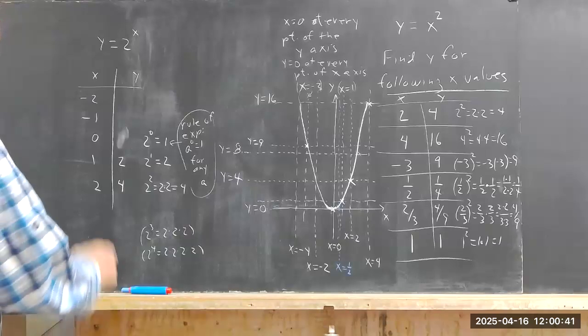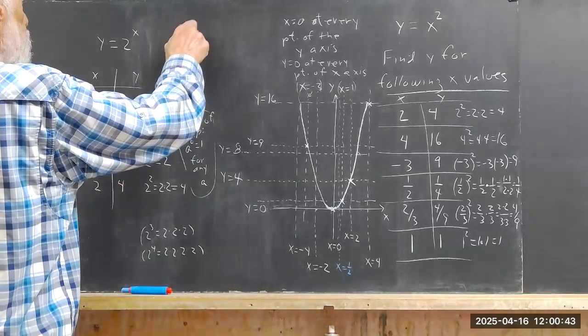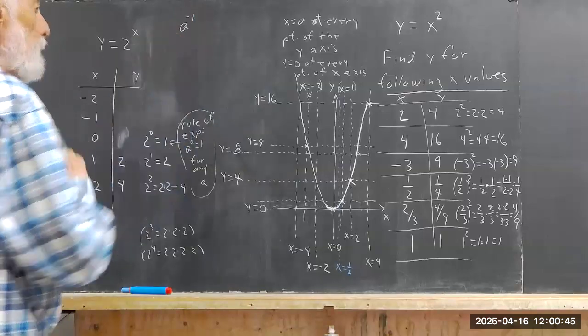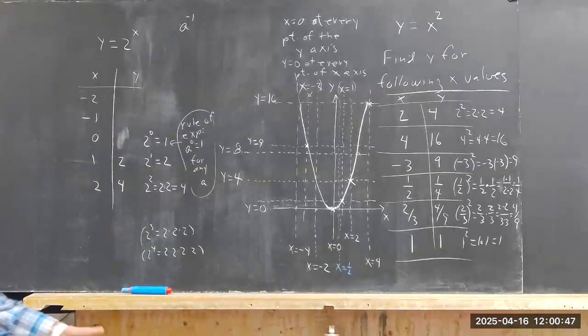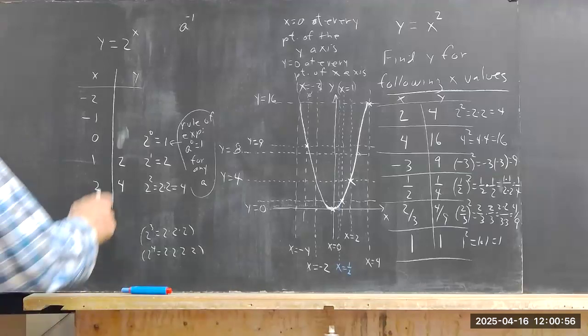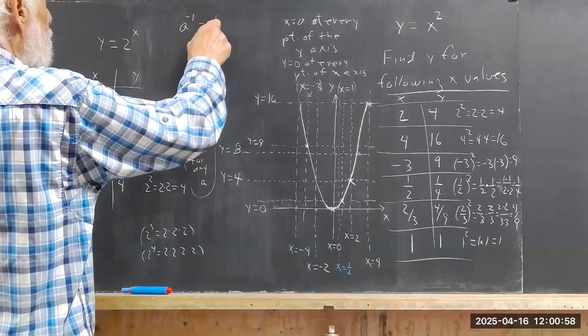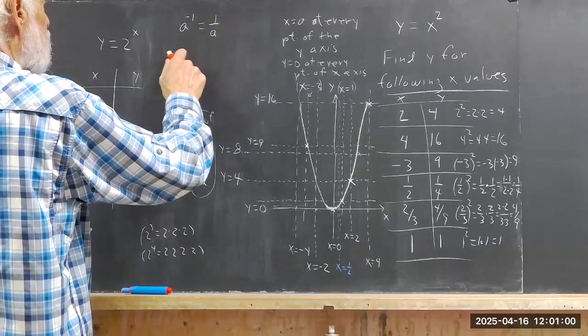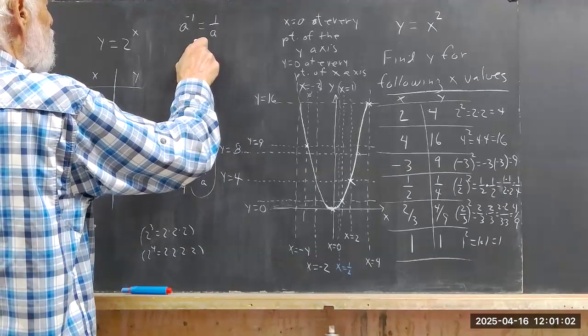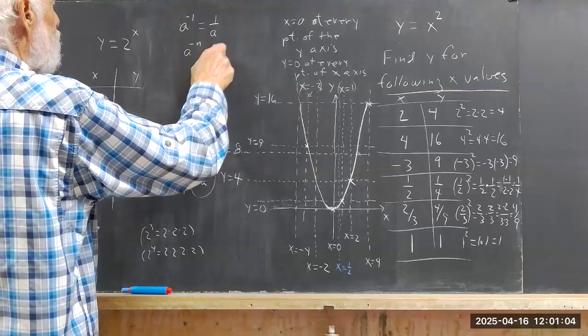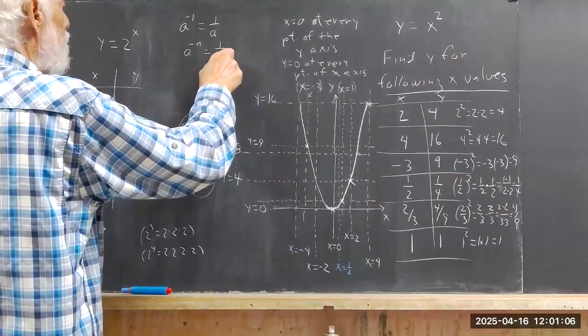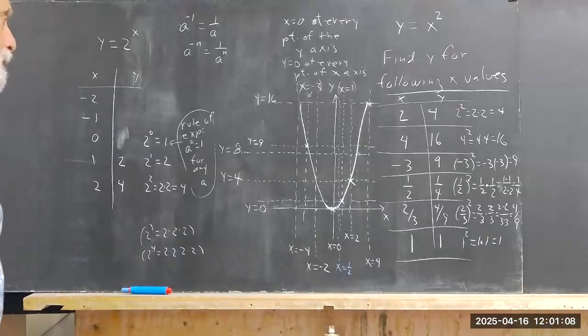Okay? Anybody remember what a to the negative 1 is? Take a guess at that? I don't see a whole lot of light of recognition in your eyes, but maybe you're doing a good job of hiding it. Okay? It means 1 over a. A to the negative n equals 1 over a to the n.